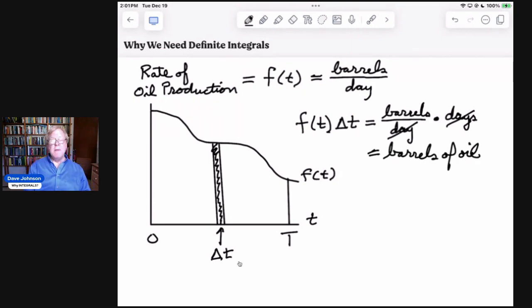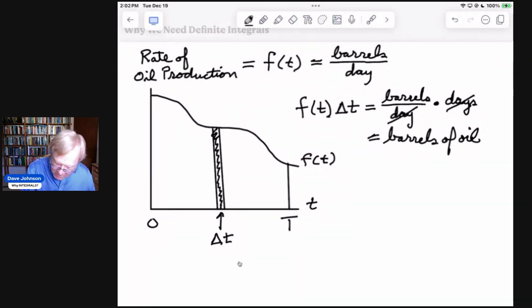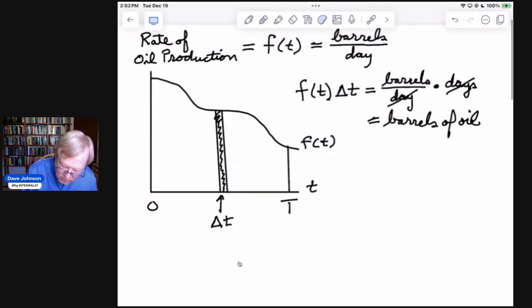So f of t times delta t is a number of barrels of oil produced in that little delta t time slot. So now we want to find out the entire production of oil. So we could, if you wanted to, slide this delta t back and forth along here. I'm not showing all of the different rectangles, but here we can add them all up, okay? And that's what an integral does, right? So the integral, and let me draw it this way.